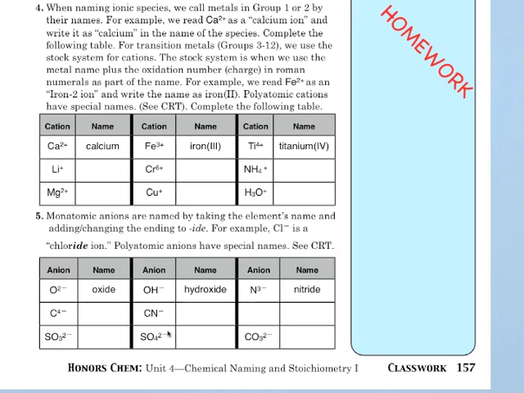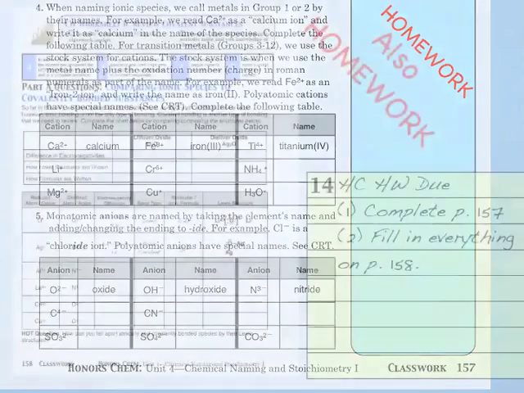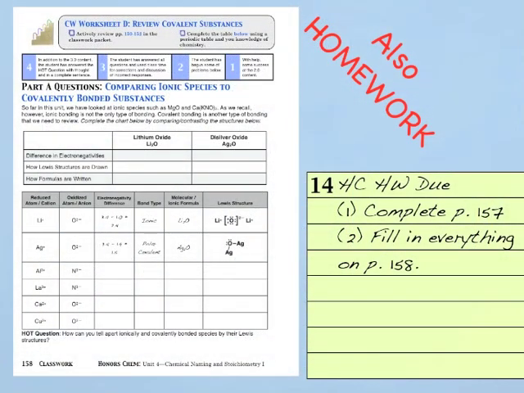Remember that some of the polyatomic ions that you'll see here, actually all of them that you'll see here, are going to have special names and they're written out. For this one here, you can fill one in of your own choice. And also as homework, page 158. This one you're going to need to do a little bit of reading and thinking a little bit about.